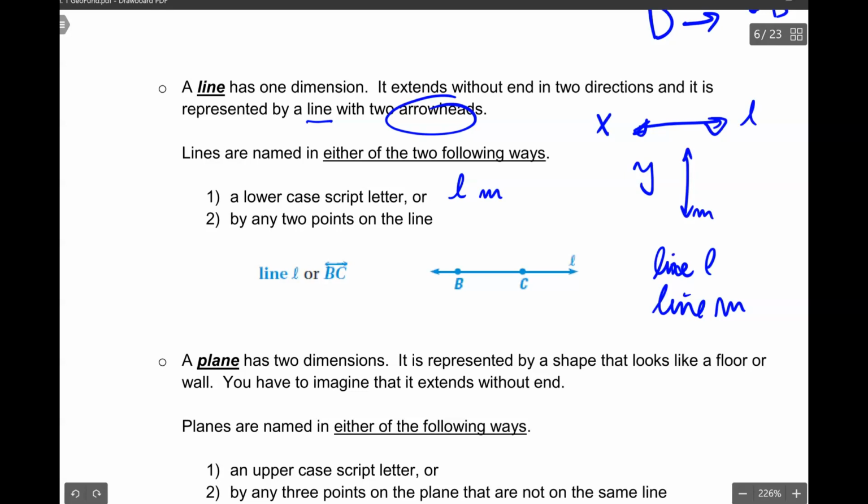Or if I have 2 points, I can name it this way. So let me say this is C and this is D. So line L is the same thing as saying line CD.